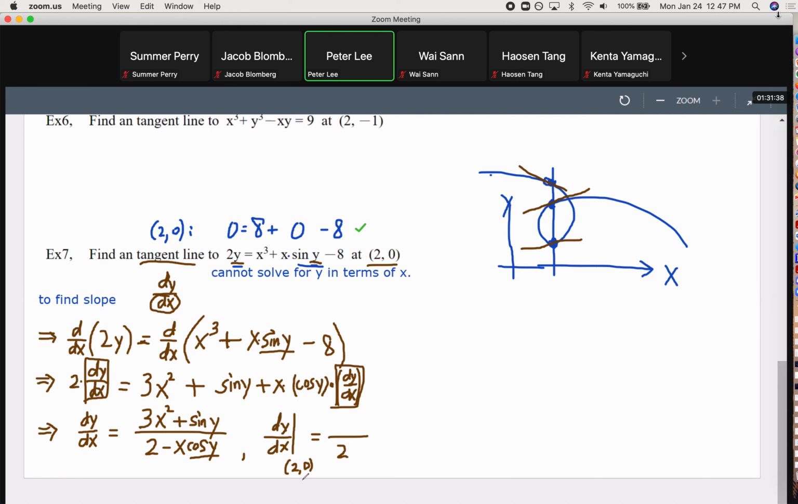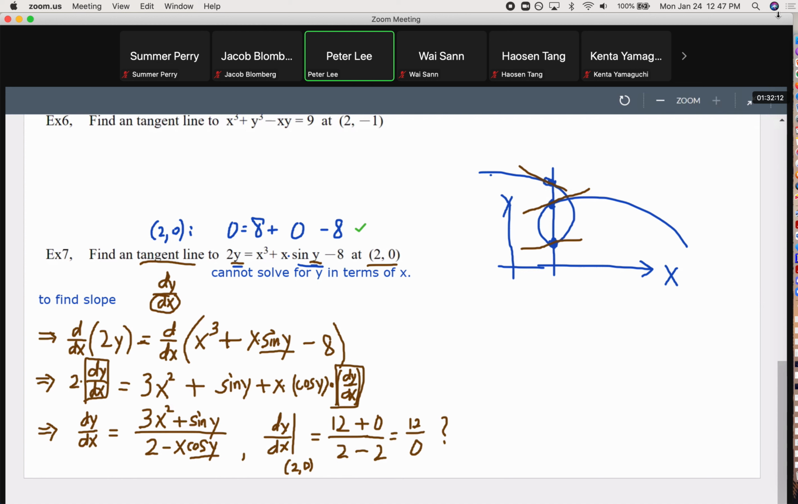When you plug in x equals 2, y equals 0 here, in the denominator we actually get 2 minus 2, since cosine 0 is actually 1. And when you look at the top, plugging 2 in, we get 2 squared times 3, which is 12, plus sine 0, which is 0. And so we end up getting 12 over 0. And you might say, what is this? Oh, it's undefined.